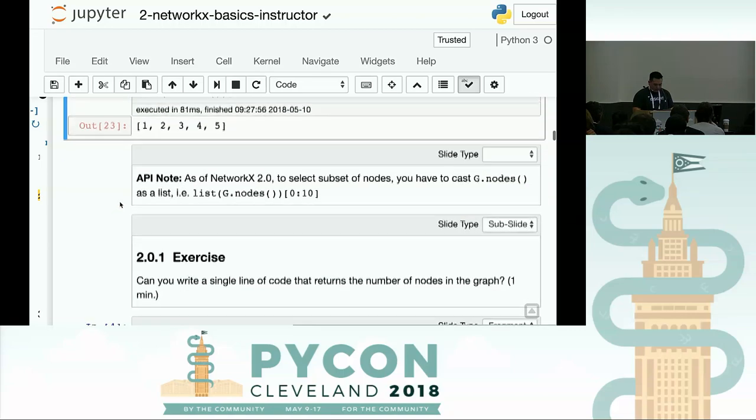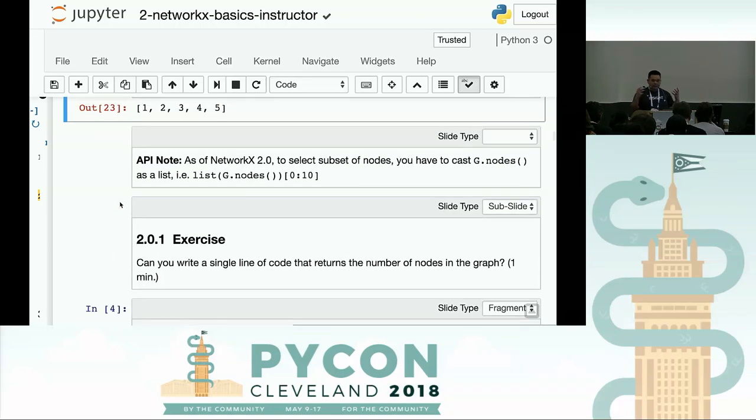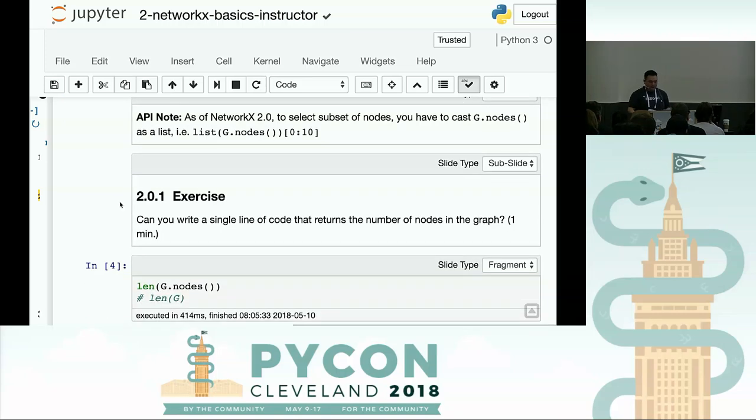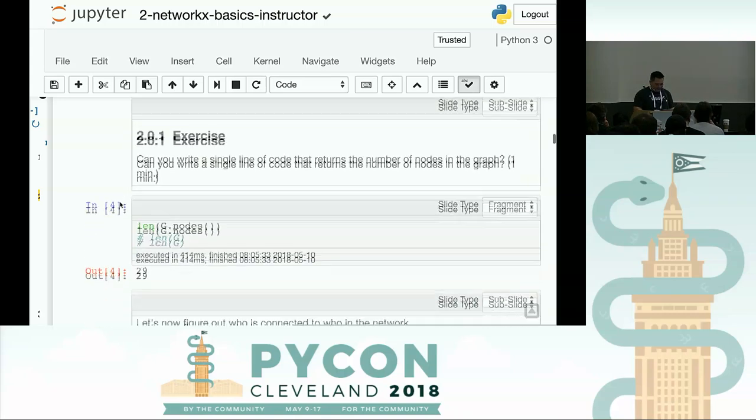So what I'd like you to do is attempt the first exercise, which is to write a single line of code that returns the number of nodes in a graph. I'll give a maximum of 1 minute for this exercise. If you're done, I'd like to see a thumbs up. We'll move on at approximately 80% quorum, which actually happened within 8 seconds; everybody got to it.